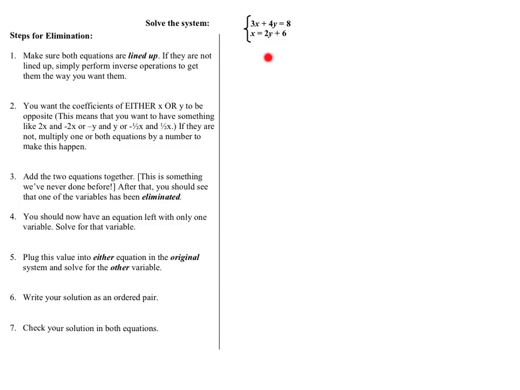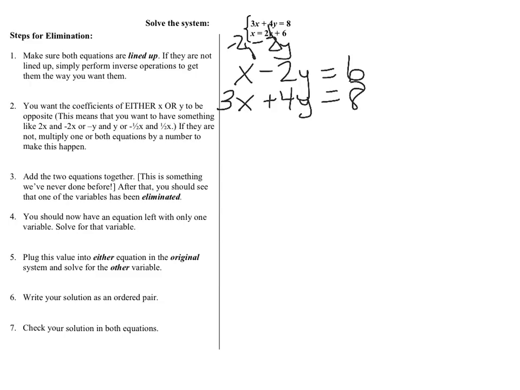So I personally think the way to get them lined up, it's going to be easier to move the 2y over to the left and make it negative 2y. So I'm going to subtract 2y from both sides, cancels out, so I'm going to have x minus 2y equals 6. And then I'm going to rewrite the top one right underneath it. So I'm going to make it 3x plus 4y equals 8.